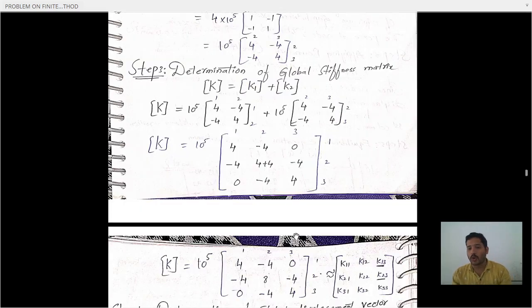Third node to second node, how much are we getting? Minus 4. Third node to third node, we consider plus 4. Clear? I hope so. No one has a doubt up to here.